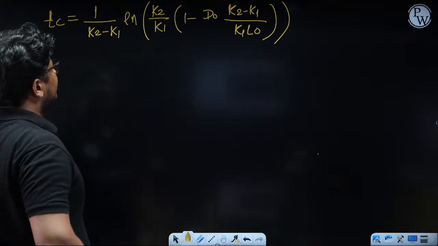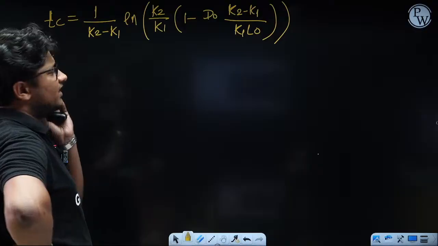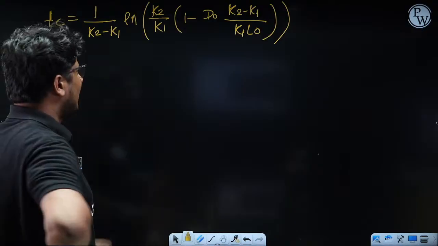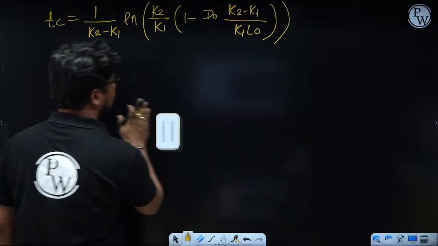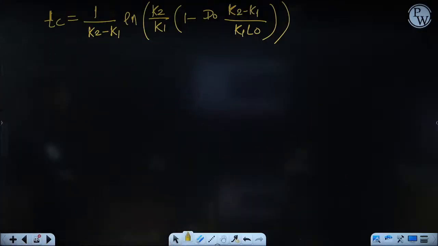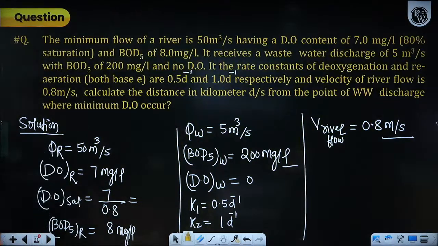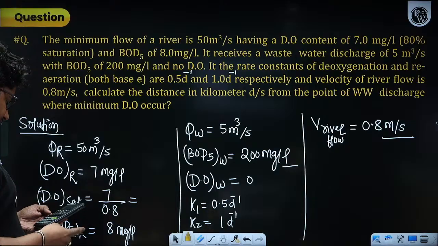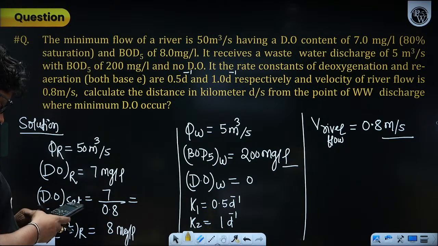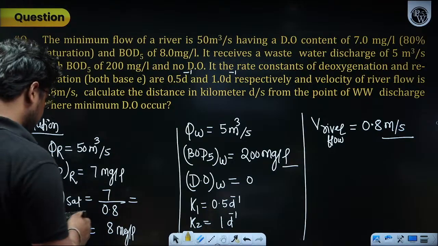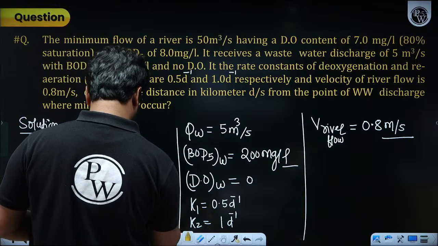Now, according to this formula, K2 and K1 are given to you. L0 and D0 are not given, so we have to calculate them. Let's start with D0 first. To find the initial oxygen deficit, I need two things. First, I need the saturated dissolved oxygen. This will be 7 divided by 0.8, so 8.75.